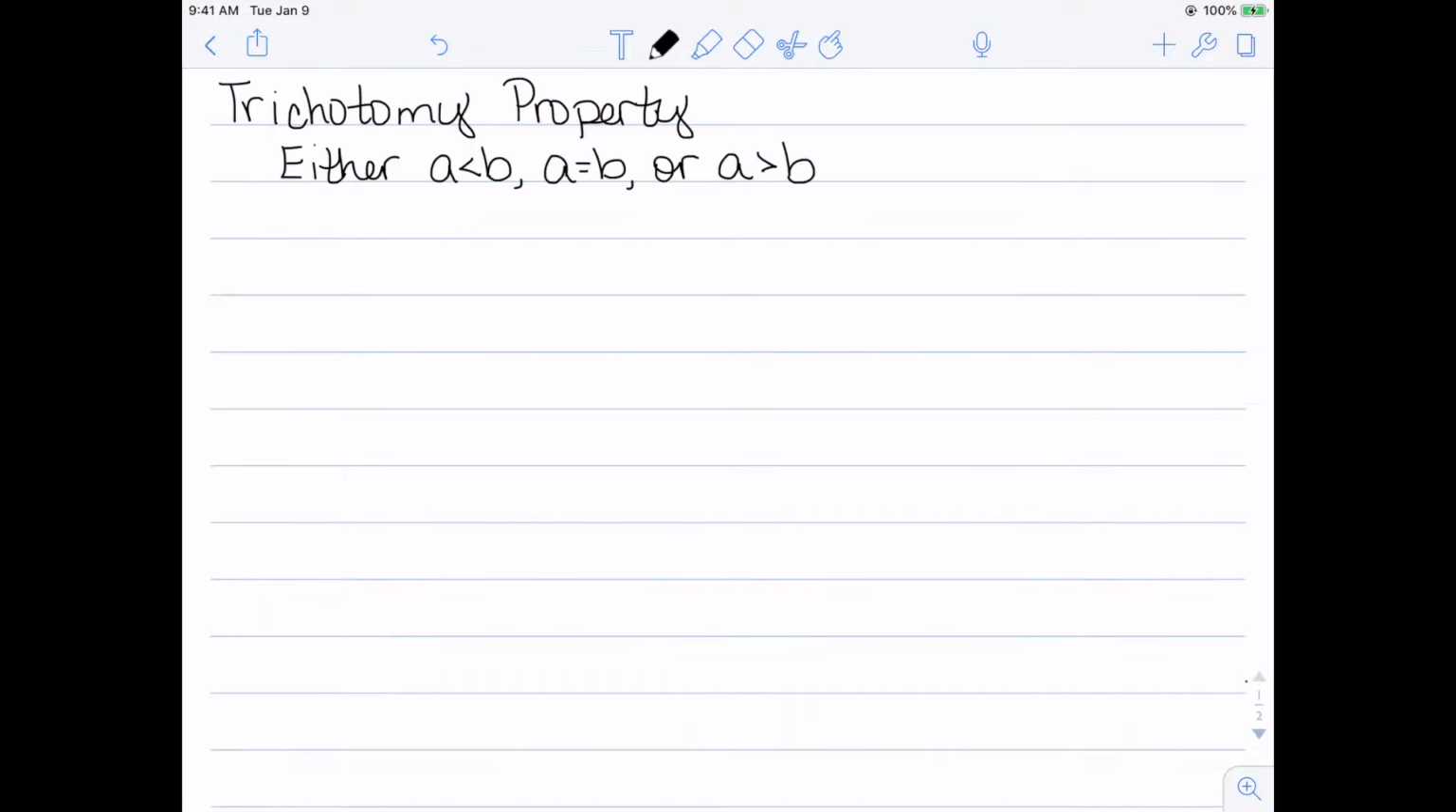The first is the trichotomy property. It says that either A is less than B, A is equal to B, or A is greater than B for any two real numbers A and B. So if I want to actually prove that A is equal to B, I can show that this is true by assuming either A is less than B or A is greater than B and getting a contradiction as a result.